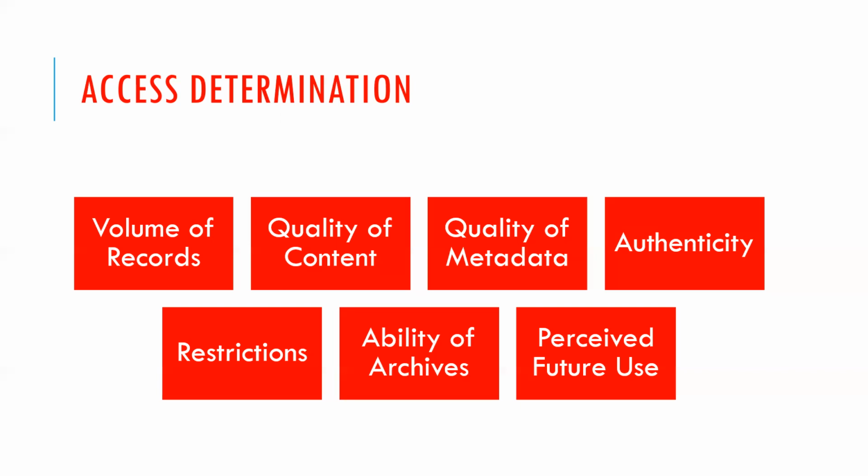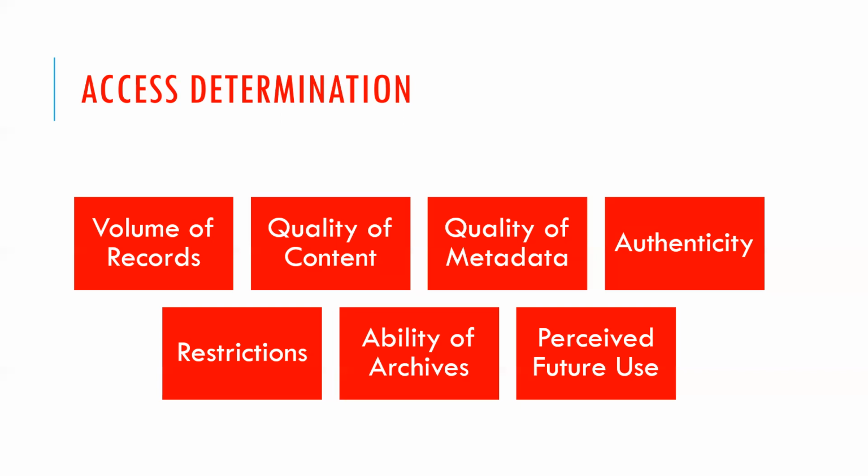And related to that is quality of metadata. So the quality of the information about the content that researchers have and that the archive has. So if a collection has really great metadata, or a record has really great metadata, then that may make it more likely for the archives to place those records online.